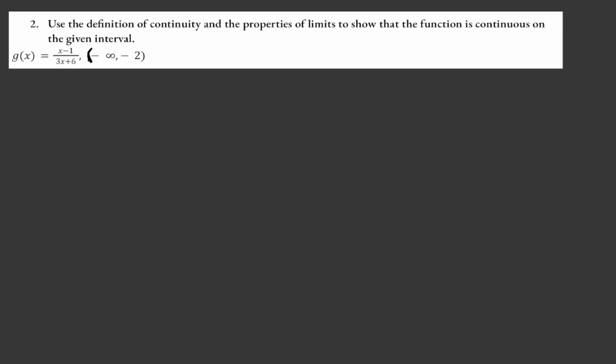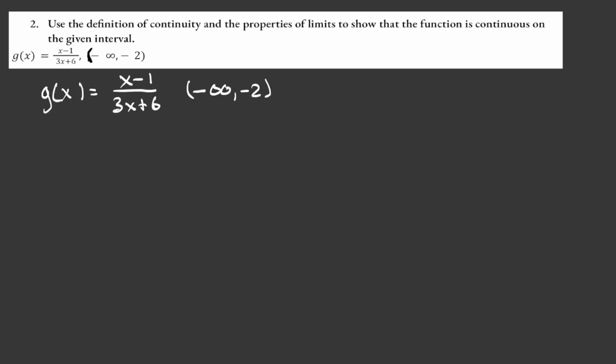The next example wants us to use the definition of continuity and the properties of limits to show that the function is continuous on the given interval. The function they're giving us is g(x) equals the quotient of x minus 1 and 3x plus 6. And the interval they want us to show whether the function is continuous on is from negative infinity to negative 2.